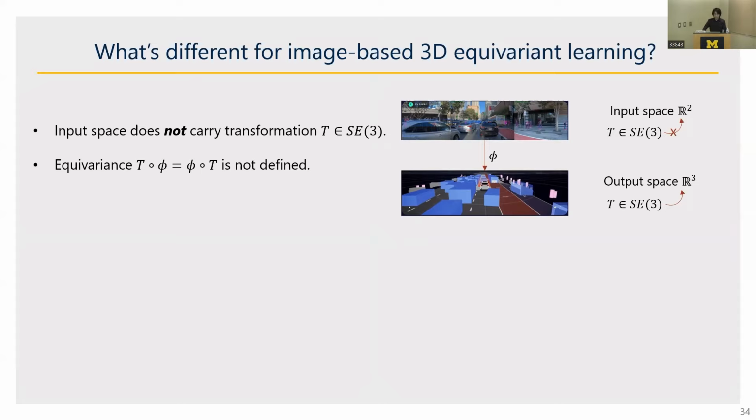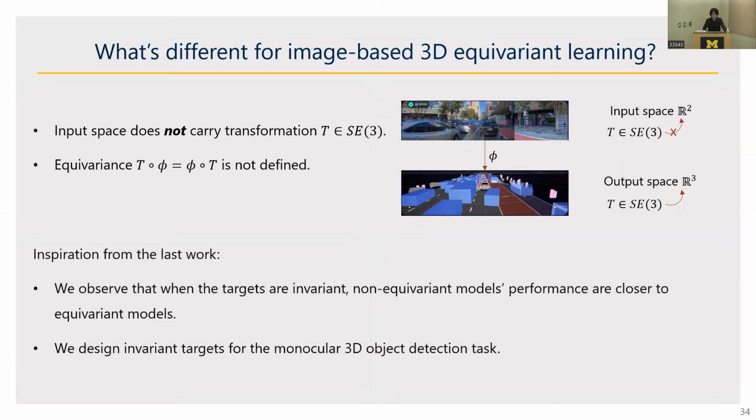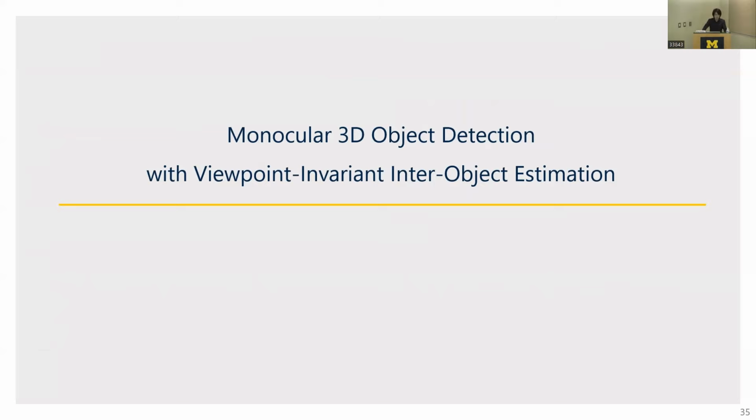However, we got some inspiration from the previous work. We found that when the targets are invariant, non-equivariant models' performance is actually closer to the equivariant models. Therefore, since we cannot directly develop the equivariant models for this monocular task, we're going to design the targets as invariant ones to encourage the network to explore the symmetry. And here it comes, the fourth part of this presentation, monocular 3D object detection with viewpoint invariant inter-object estimation.